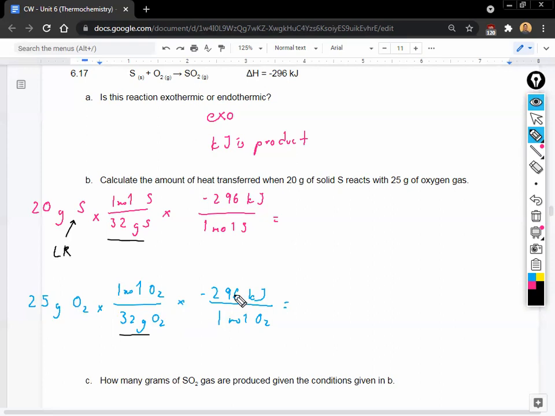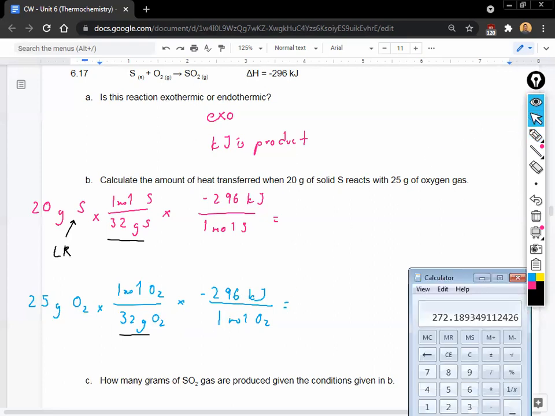So I don't even need to do the math for this one. I just need to do the math for the first one. So we got 20 divided by 32 times 296. And just make sure you guys make that negative. And so that's going to be a final answer of negative 185 kilojoules.